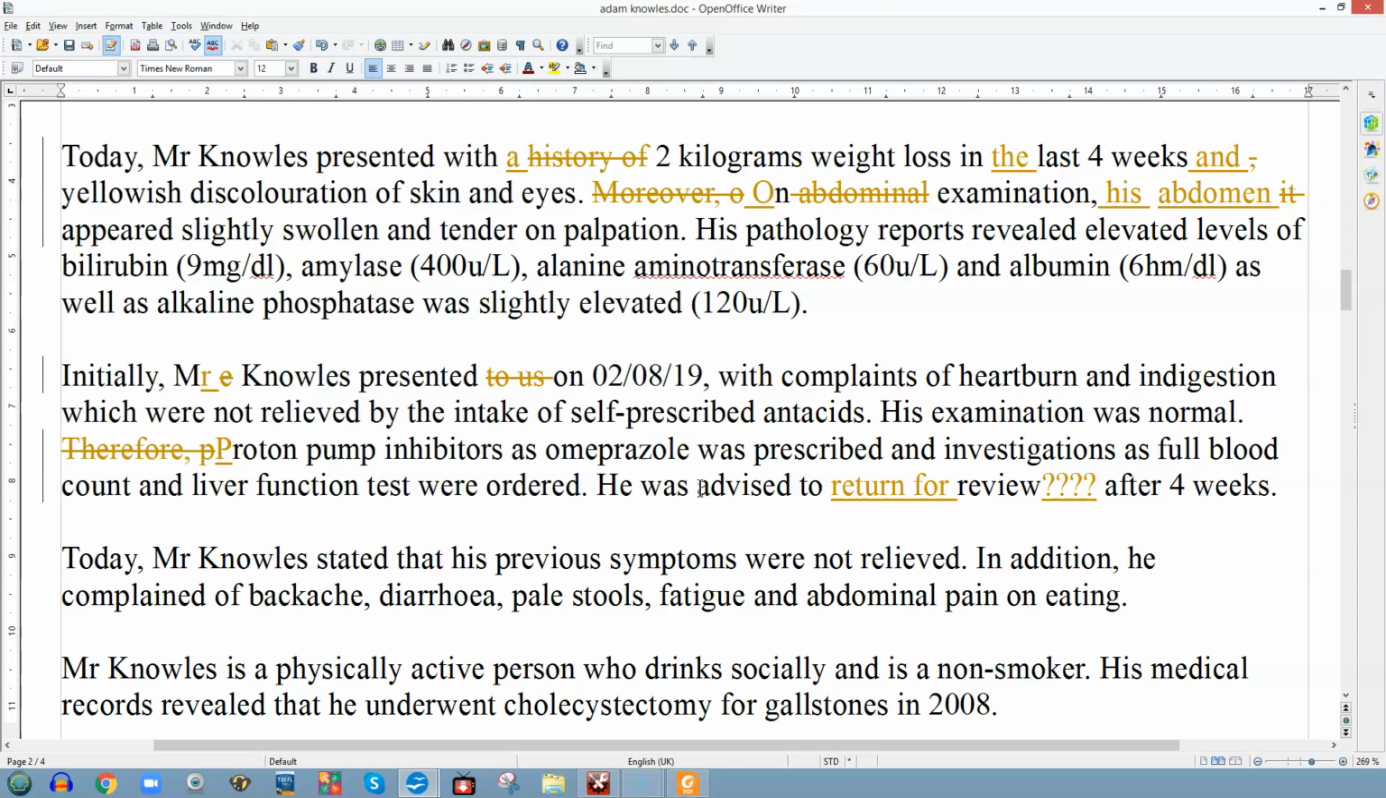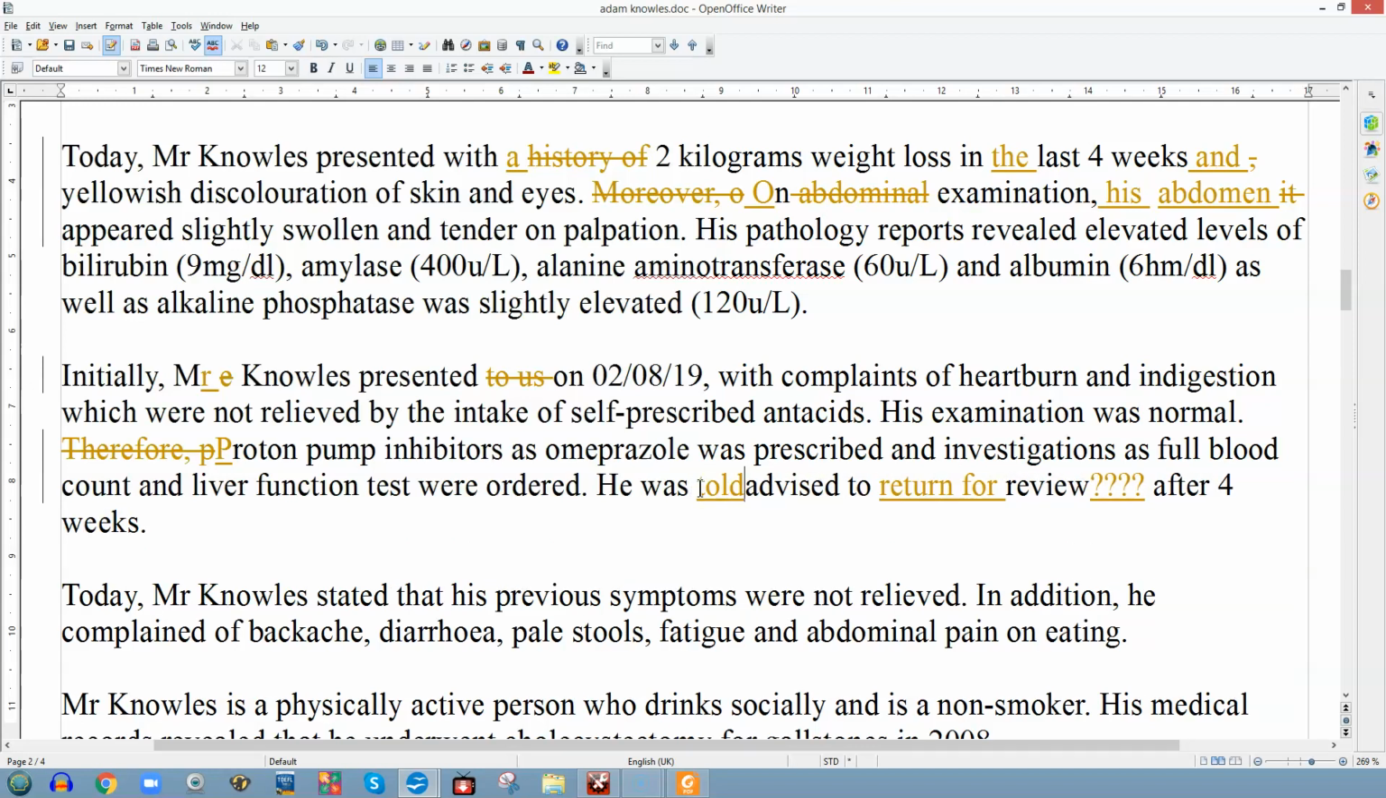He would say, okay, I'm going to give you a couple of tests. I want to see you again in 4 weeks' time. That's how the doctor would usually do it. Told. You don't advise them. You tell them, don't you? I want to see you in 4 weeks' time.